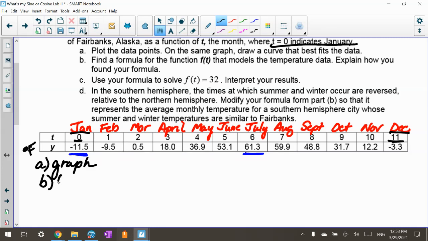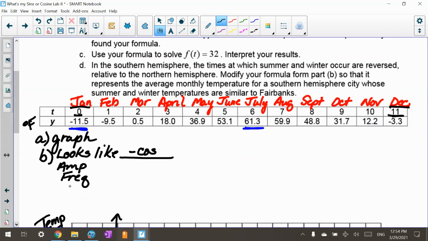Part B is find a formula. It looks like a negative cosine curve, so I'm going to put that there. And then we're going to find the amplitude, frequency, period, and midline.